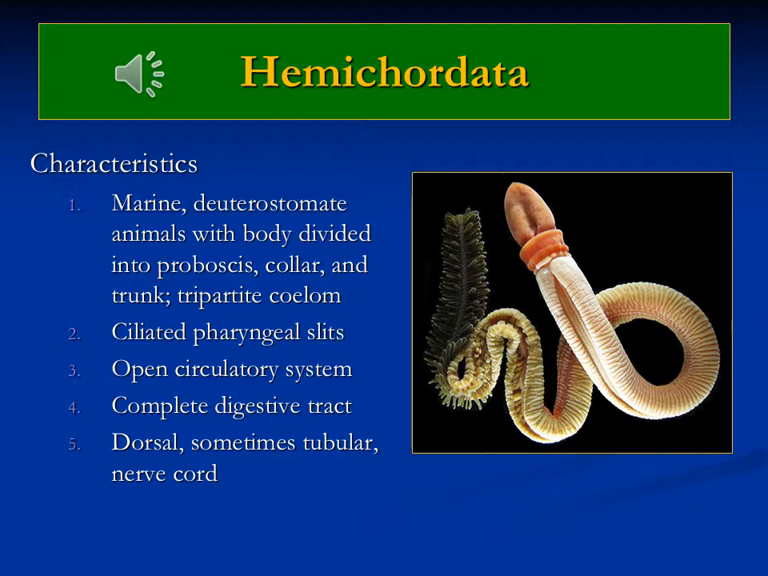Now the pharyngeal slits, the nerve cord, and the like are characteristics that are important to remember, because when we get to the chordates, those are very important chordate characteristics, and these are in part why these things are so close together phylogenetically. The hemichordates consist of, again, more worms. I know you guys love worms, but the acorn worms and the pterobranchs.